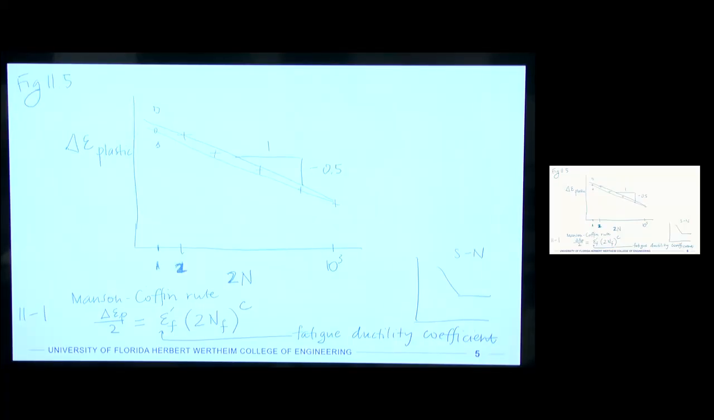Okay. So then this becomes 2Nf on the x-axis. Okay. So that means that's when this hits kind of this intercept. They call it a strain intercept at 1 load reversal. That is, this 2Nf is equal to 1. So these values here, for whatever materials they are, is the epsilon prime f, the fatigue ductility coefficient.